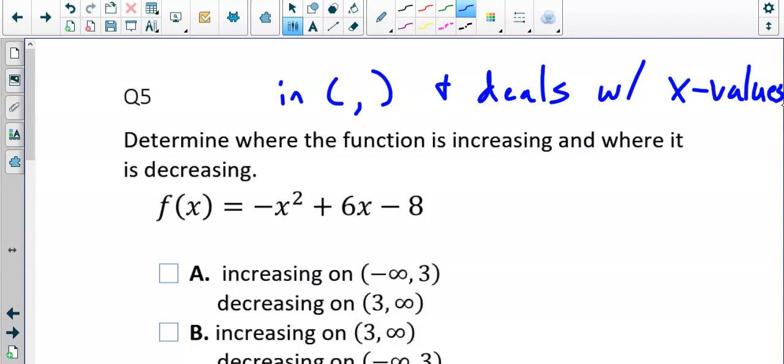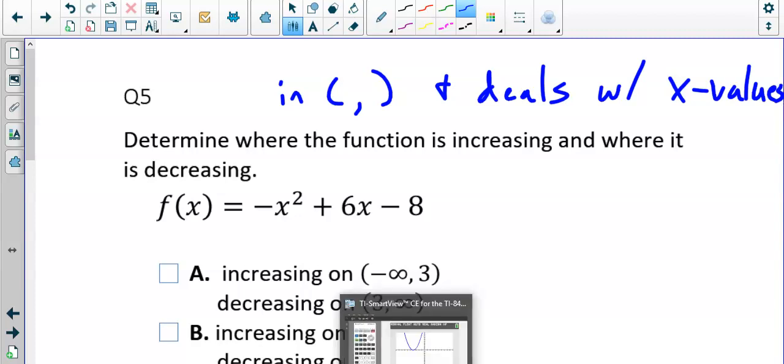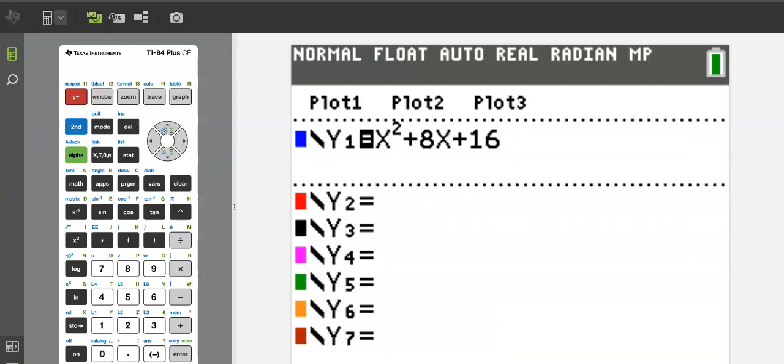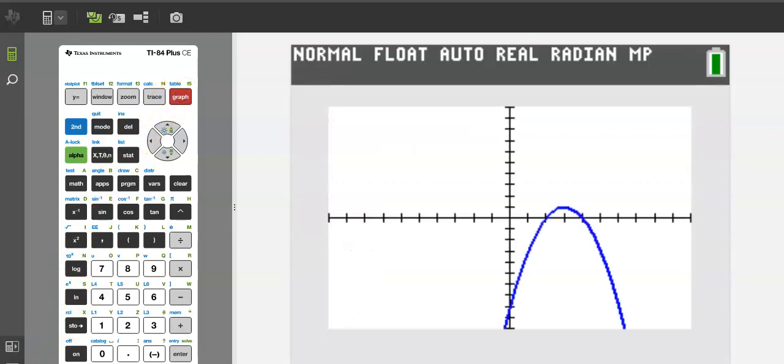Okay? So let's go to our graphing calculator. And we're going to put in our equation, which is negative x squared plus 6x minus 8. Graph. So first things first, you want to know what the vertex is. Okay? So if we look at this, we've seen this picture before. What is our vertex?